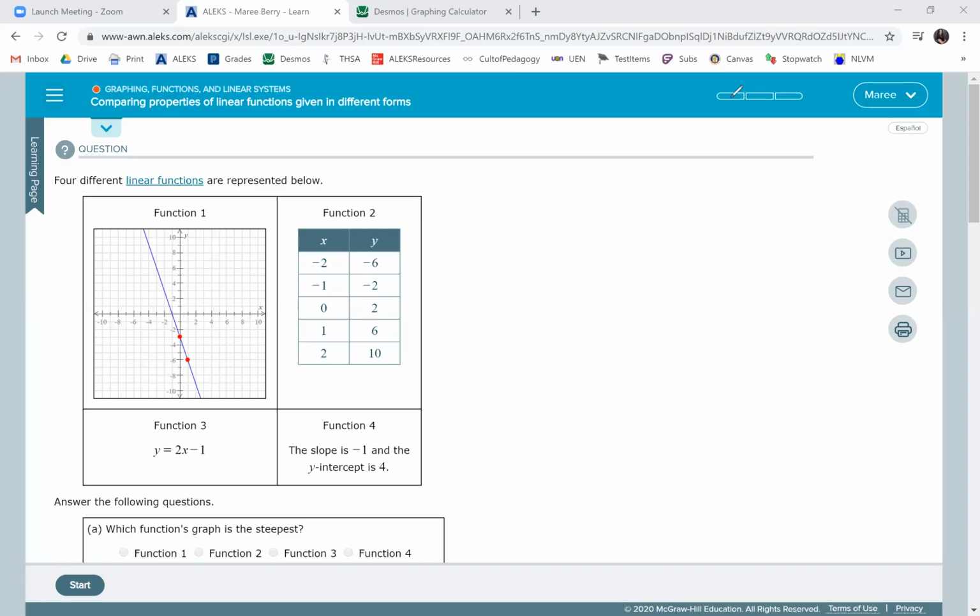In this lesson, we're going to be trying to compare the different lines that are given. The one thing that we need from each line is the slope and the y-intercept. So when we look at our first line, slope, remember, is rise over run.